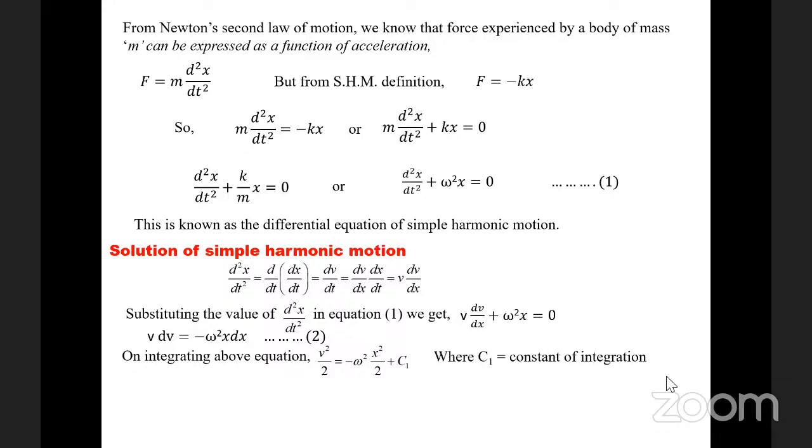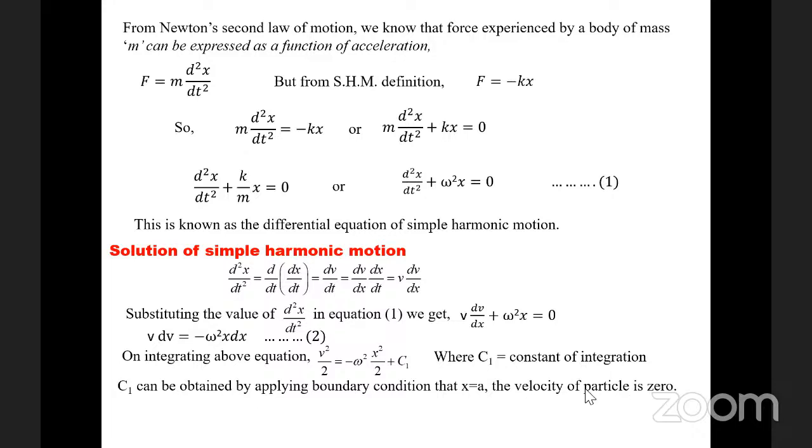Here c1 is the constant of integration, which you can obtain by applying the boundary conditions. If x equals a, the velocity of the particle is 0. Here x equals a means the velocity of the particle. What is x here? The displacement of the particle. What is a? Amplitude. If both are the same, the velocity should be 0.